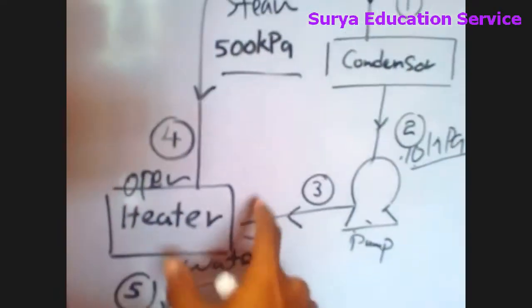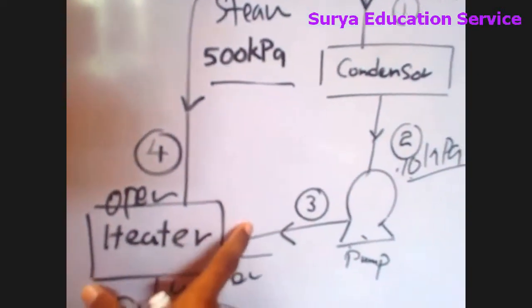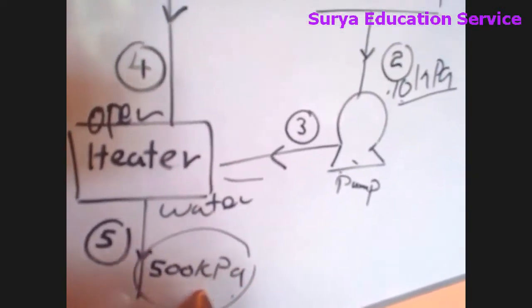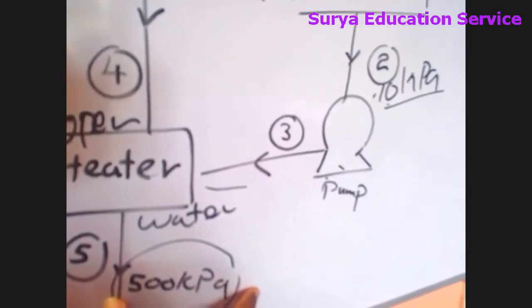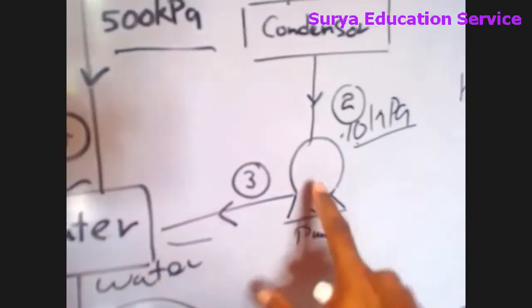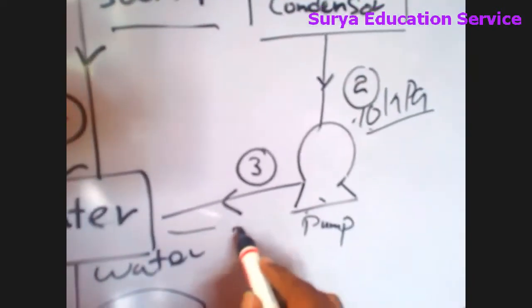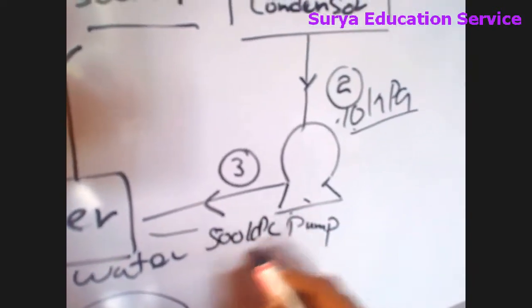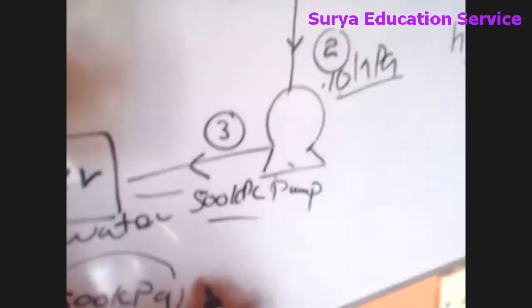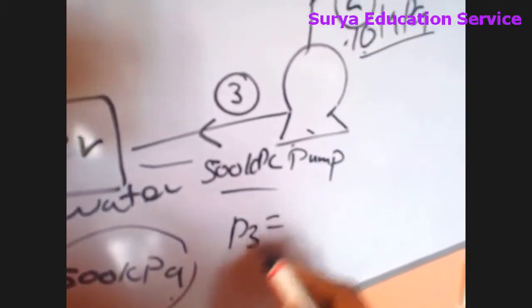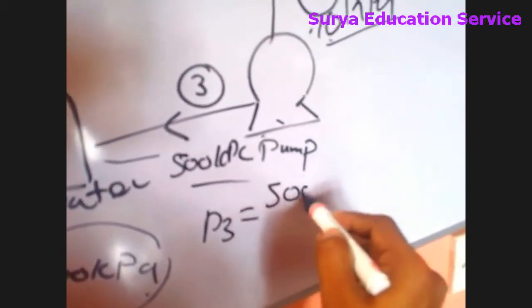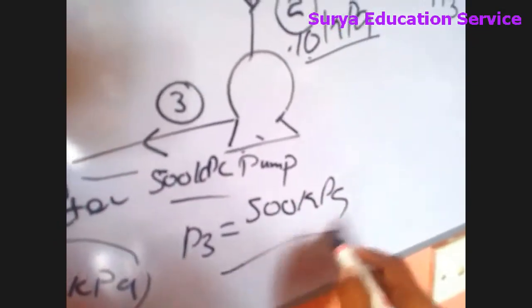I told you, after this heating process, after this heater, what we are getting is 500 kPa water. In order for this to happen, the pump output, I mean the expected output from this pump, also must be 500 kPa. So simple logic. So that means what is P3? That means P3 equals 500 kPa. So that is the scenario.